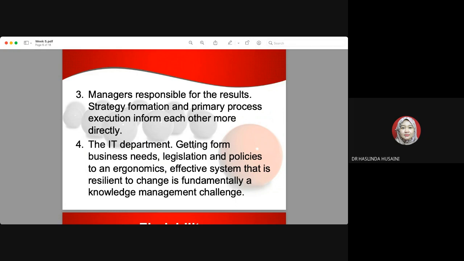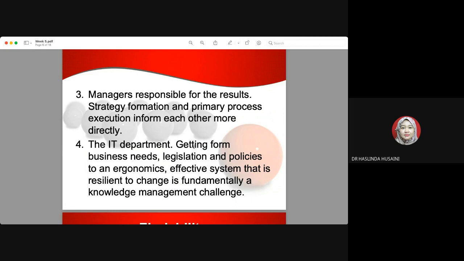the IT department getting from business needs, legislation and policies to an ergonomic effective system that is resilient to change is a fundamentally a knowledge management challenge. Dia memudahkan penghasilan orang kata retrieval maklumat tu through the website dan sebagainya. So itu dia punya roles and responsibility. Jadi mungkin ada policy tertentu diterapkan apabila kita do the update about the website dan sebagainya. Jadi mungkin sebulan sekali, twice a year, it depends pada the policy.